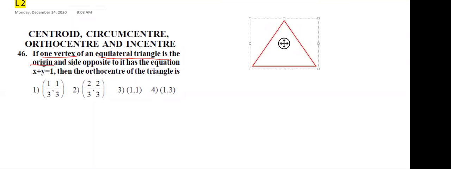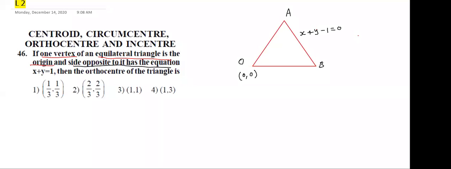This is a triangle. Now this is an equilateral triangle, one of the vertices is the origin, given. So I am taking this as the origin O. This is A, this is B. The side opposite to the origin has an equation. This line equation is x plus y is equal to 1, that means x plus y minus 1 is equal to 0. Then find the orthocenter of the triangle. The orthocenter of the triangle we need to find.